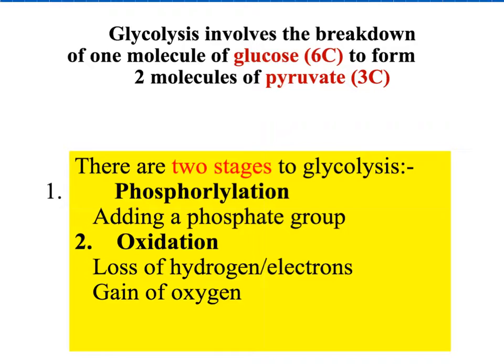We need to talk about the two stages. The first stage, phosphorylation, which means adding a phosphate group, and the second one, oxidation, which is the loss of hydrogen electrons and the gain of oxygen. So it's important to state that one glucose molecule forms two molecules of pyruvate, and that will be important as we get to the next stages.